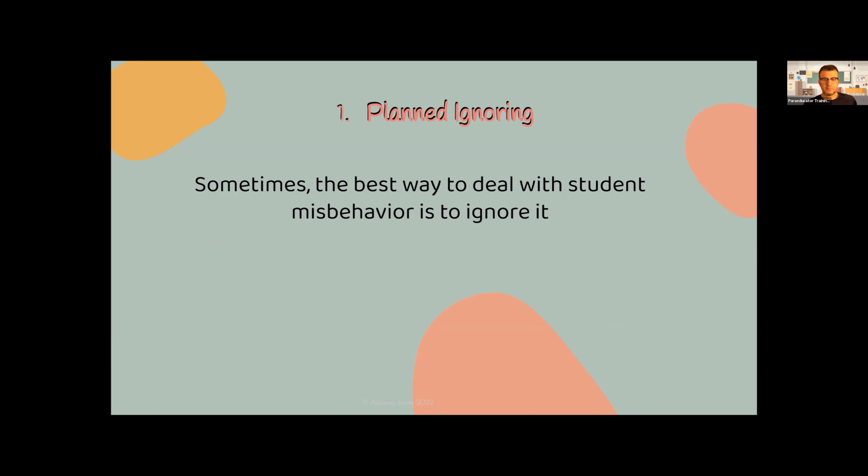Okay, here's the first strategy: planned ignoring. Sometimes the best way to deal with student misbehavior is to ignore it. It's true. There are a lot of students out there who just sort of want to get a reaction out of you. And sometimes you can really appreciate their sense of humor. You can really get why they're doing something, but you can't always grant them the enjoyment of having a joke with you, even if you appreciate that joke, because it's not conducive to an orderly classroom, we might say.